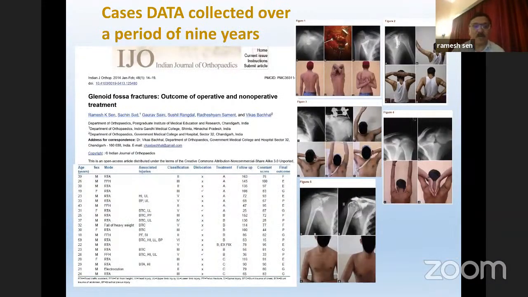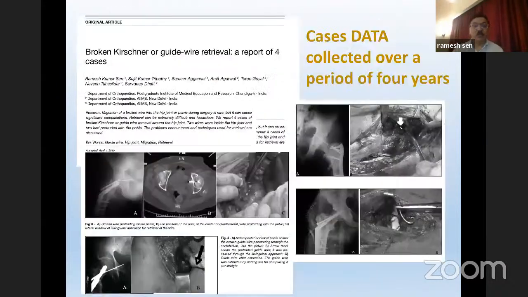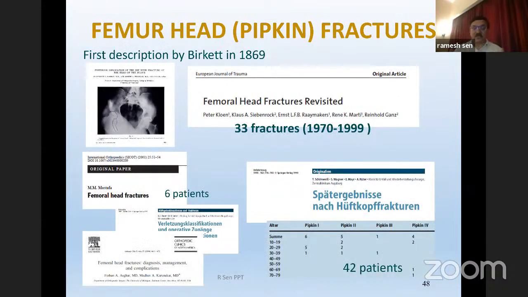Then glenoid fossa. These are not routine injuries. You get them rarely. But if you keep on collecting the data for a longer time, you are able to. Then these breaking K wires, which I was removing from inside. Again, this kind of data. What I want to say is that I was accumulating this data for a long period without any very specific interest, just out of curiosity. And now come to femur head fractures. We know the series were first case reports, then 33 fractures, then 42 fractures.